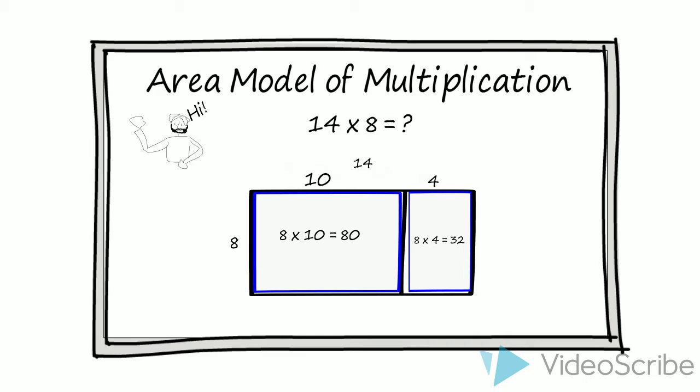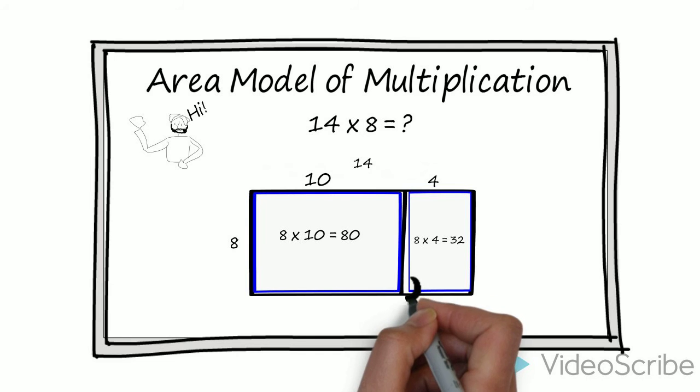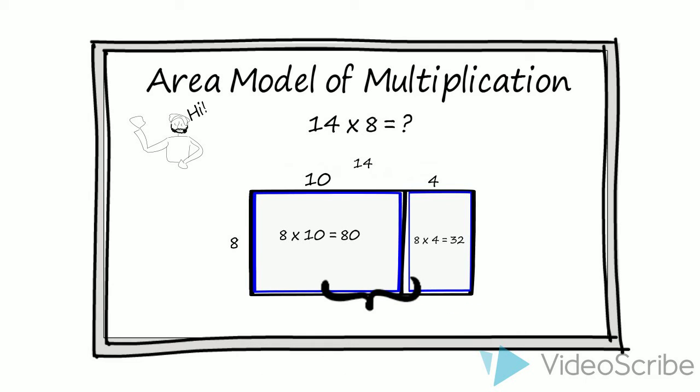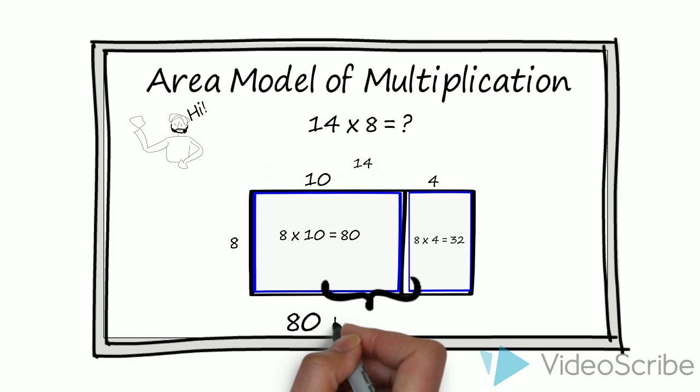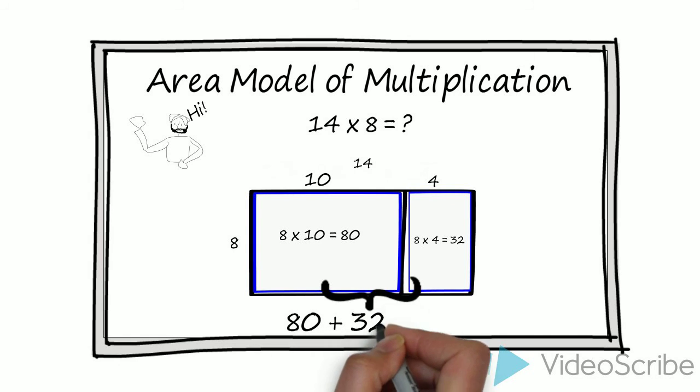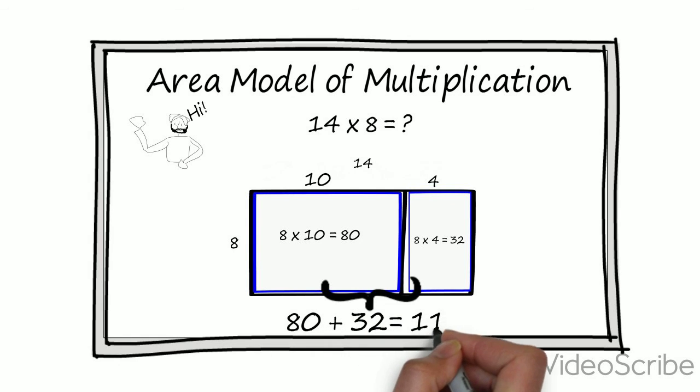equals 32. Now if I kind of zoom my view back out, I can see that to answer the original problem, 14 times 8, all I need to do is add together those two little rectangles. 80 plus 32 equals 112.